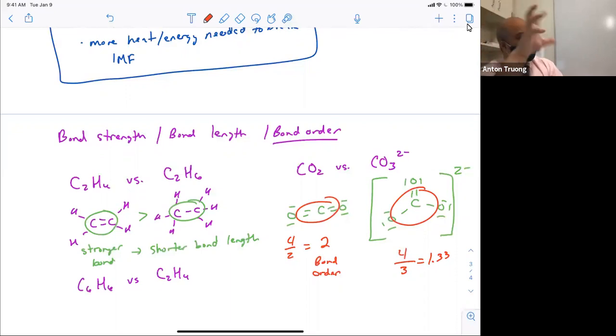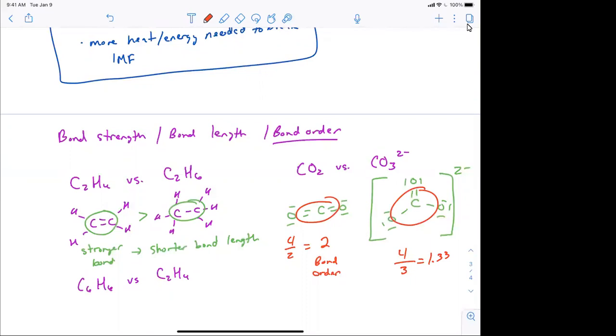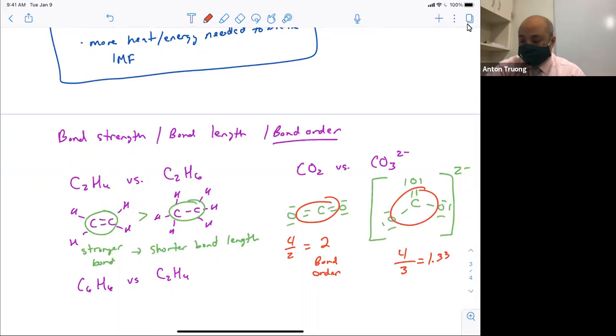Okay. So using those ideas and those concepts to explain bond strength and bond length and using bond order is something that they could also ask you about to emphasize that. Mr. Chong, did you say CO2 would be the stronger one? Yes. The C to O bond in CO2 would be stronger than the C to O bond in carbonate.